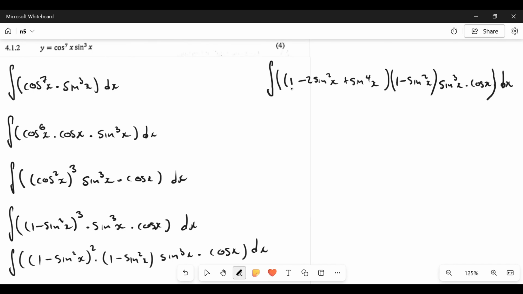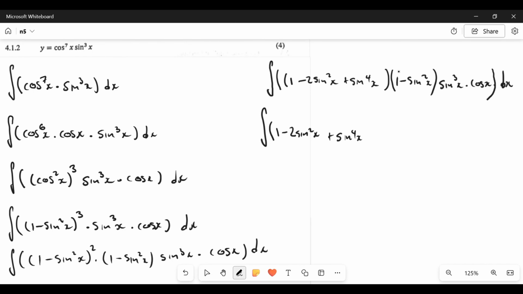We also need to get rid of these brackets inside them. So let's continue. So sigma, open bracket. Now we have to multiply what is inside the bracket. So we're going to start by multiplying 1 with that one. Then we're going to get 1. We multiply 1 with negative 2 sine squared x. We're going to get negative 2 sine squared x. We multiply 1 with positive sine to the power of 4. So we're going to get plus sine to the power of 4x.